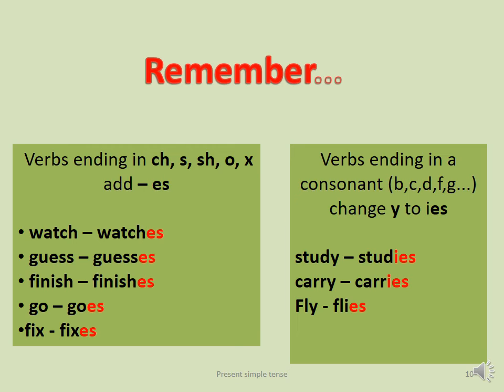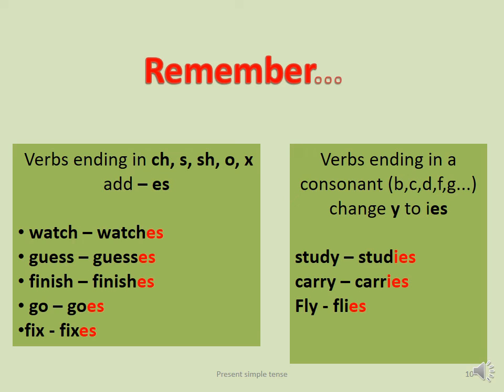We have in the alphabet vowels and consonants. Vowels are the letters A, E, I, O, U. These are called vowels. Consonants are the rest of the letters in the alphabet. For example, B, C, D, F, G, etc. So here is a rule for verbs ending in a consonant plus Y. So let's look at this first example here.